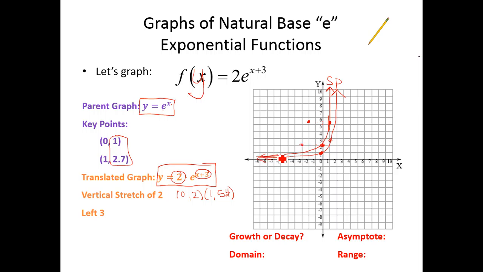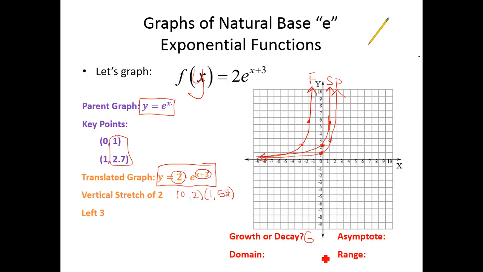Now my asymptote didn't move, right? I don't have any shifting up or down. So this is my final answer. I just took that whole boomerang, if you will, and moved it over to the left and made it be a little bit steeper. Is it growth or decay? It's still growth, right?